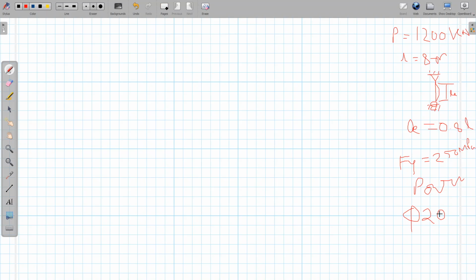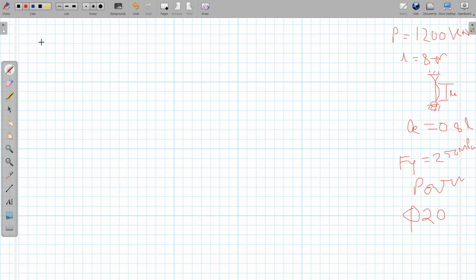Initially we do not know whether it is a column for which I can use a single section or I need to use a double section. But since the problem specifically mentions that you create a built-up section, that means we need to use at least 2 different sections. If it doesn't mention this in the question, then we have to check whatever area we get. We search in the steel table whether any section is available with that particular area or not. If it is available, then we may use it, or otherwise we can go for built-up sections. Okay, so let us start.